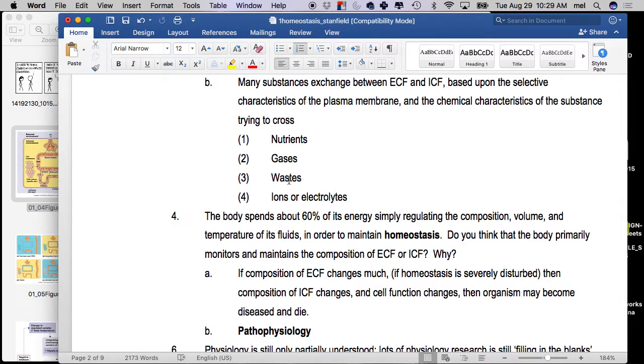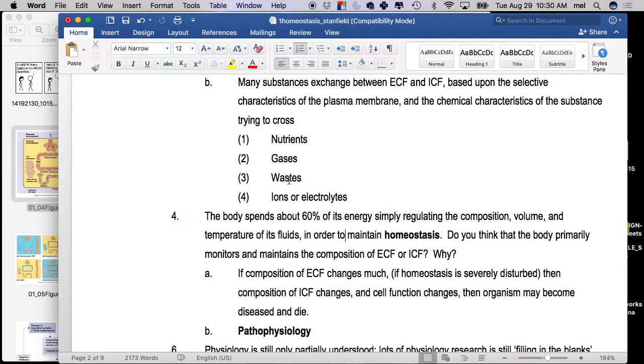So you spend about 60% of your energy regulating the composition, volume, temperature, and pH of your fluids in order to maintain homeostasis. So I have a concept question for you, and it doesn't matter if you get it wrong, because you're going to understand it by the time we talk about it. I'm going to tell you that the body concentrates primarily on one of these two, assessing, regulating and fixing the composition, temperature, pressure, and pH of either the ECF or the ICF.